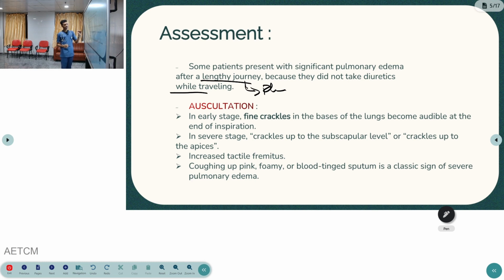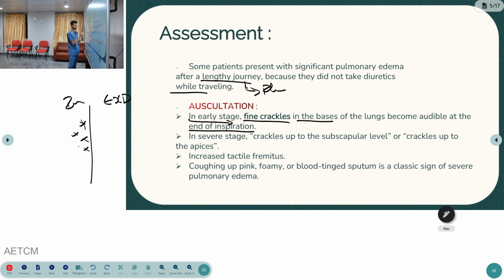So auscultation wise, in early stages of pulmonary edema, you can hear fine crackles in the base of the lung. It becomes audible at the end of inspiration. So think this is the inspiration and then this is the expiration. You will hear the crackle sound at the end of inspiration. Here, at the end of inspiration, you will hear the fine crackles.